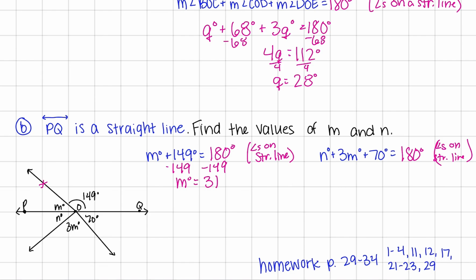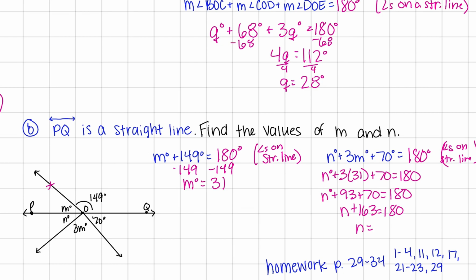We don't know N, but we know M, so we can substitute in. And we get N plus 163 equals 180. Subtract 163 from both sides, and you get N equals 17.